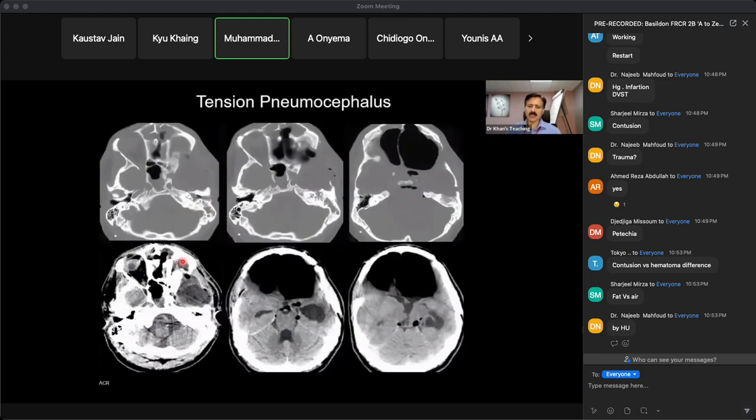Pneumocephalus, I'm just showing you, all of you know what is pneumocephalus. Pneumocephalus sometimes can cause pressure effects also. In this case, if you see here, there are a lot of base of skull fractures, and there is so much air that it is causing a bit of pressure effects here. And look at the word tension pneumocephalus. You have seen tension pneumothorax, but this is pneumocephalus.